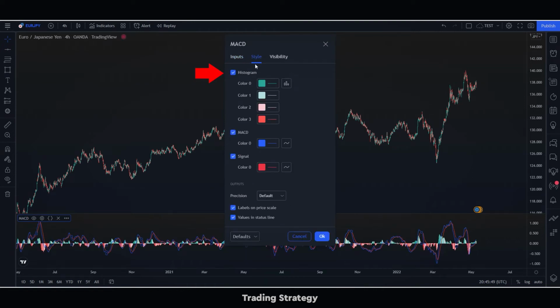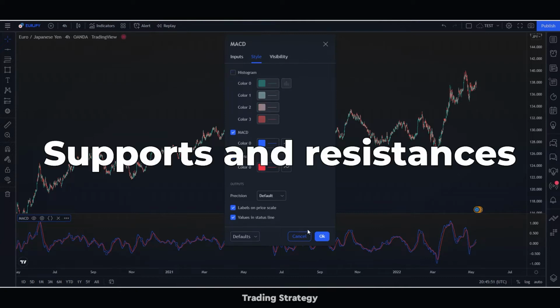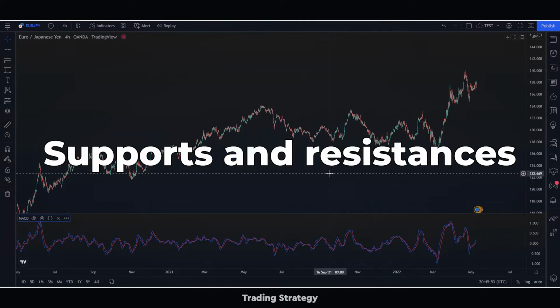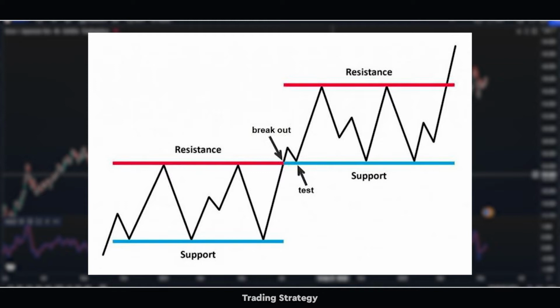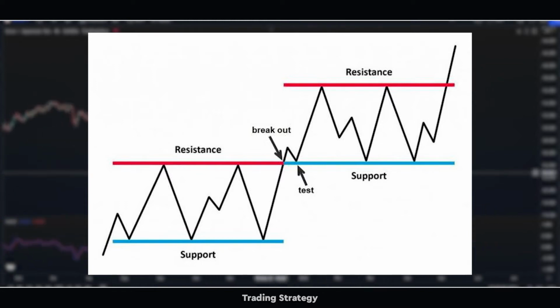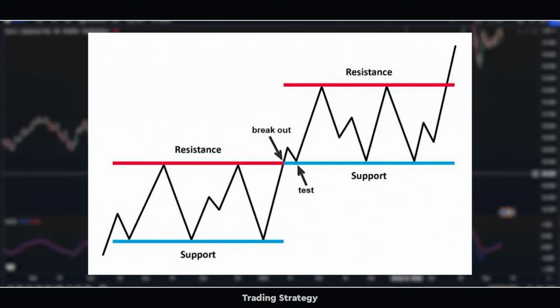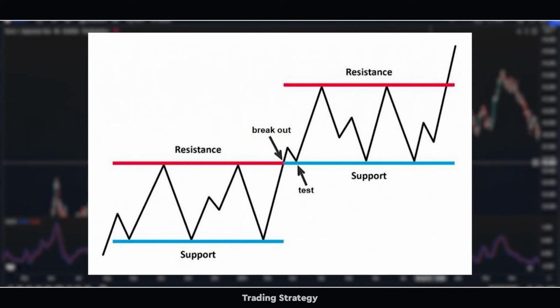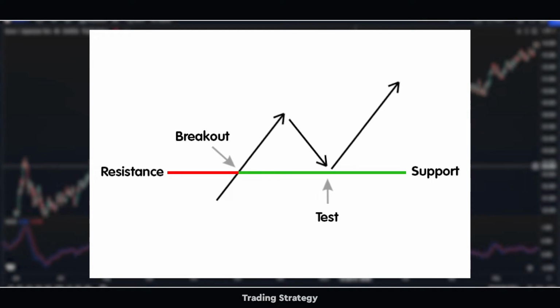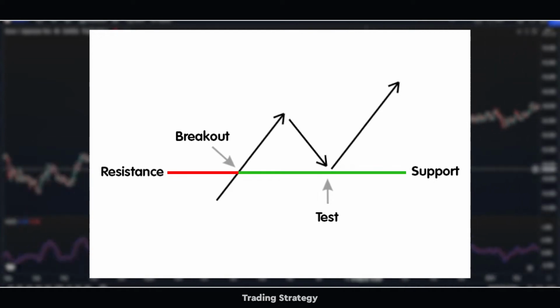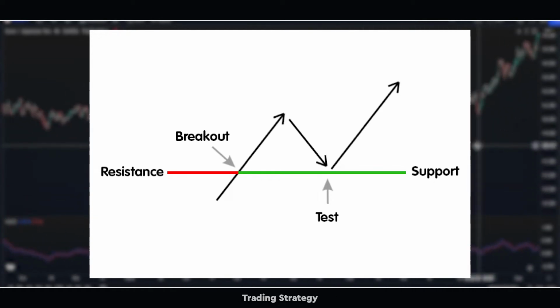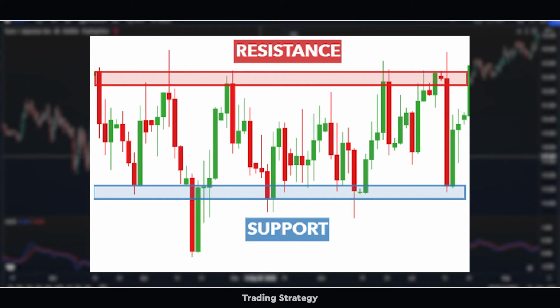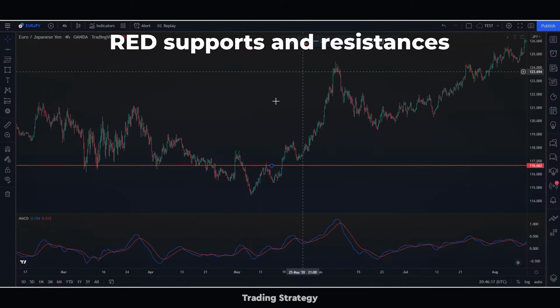After adding the MACD indicator, we will have to mark with a red line all the most relevant supports and resistances that we see. In case you don't know what support and resistance are: support is a price level where a downtrend can be expected to pause due to a concentration of demand or buying interest. As the price of assets or securities drops, demand for the shares increases, thus forming the support line. Meanwhile, resistance zones arise due to selling interest when prices have increased.